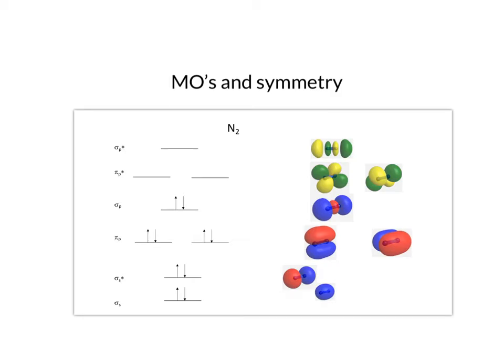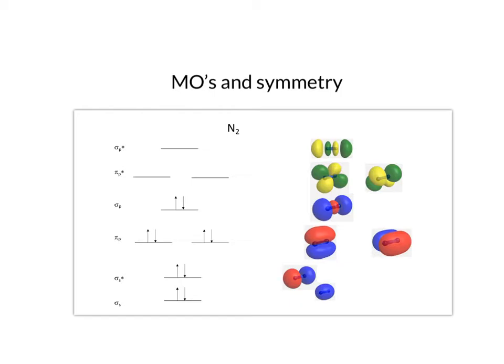The first part of Chapter 6 was all about learning about symmetry and understanding symmetry elements, symmetry operations, and symmetry groups. What we're doing now is to use those concepts to build up the molecular orbitals of a molecule from the atomic orbitals of the atoms that make up that molecule.